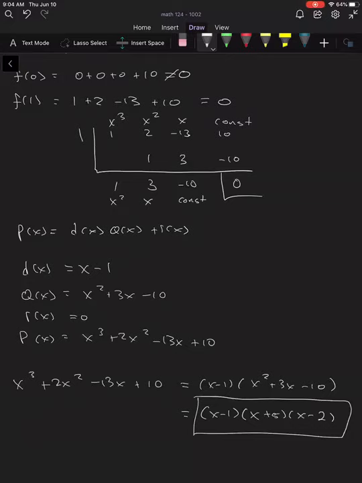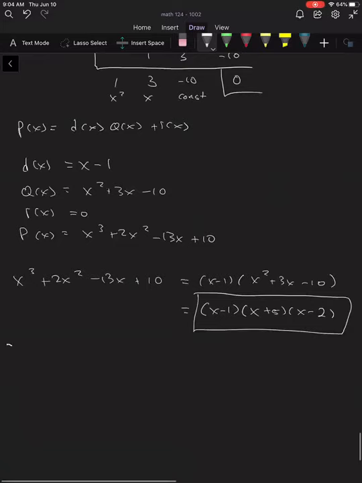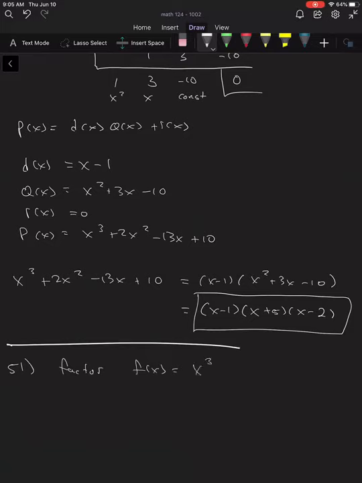Okay, let's do one more problem together. It's basically the same thing as this one, but we're going to add one more step to it. So let's do, how about 51? Let's factor f of x equal to x to the 3 plus 7x plus 6, and then graph.